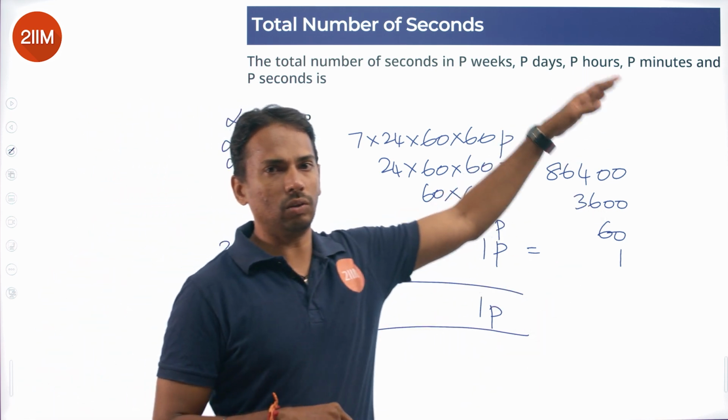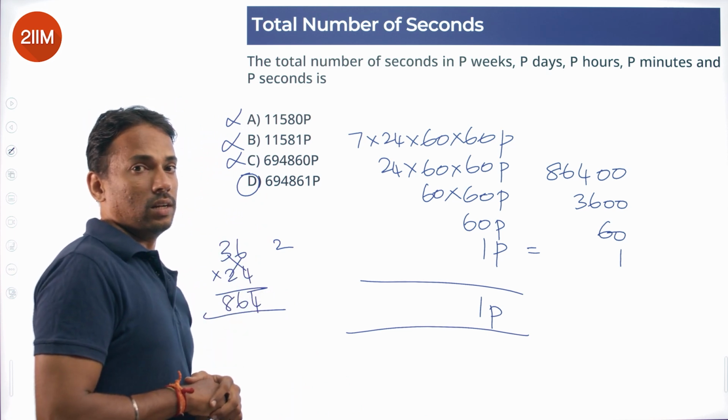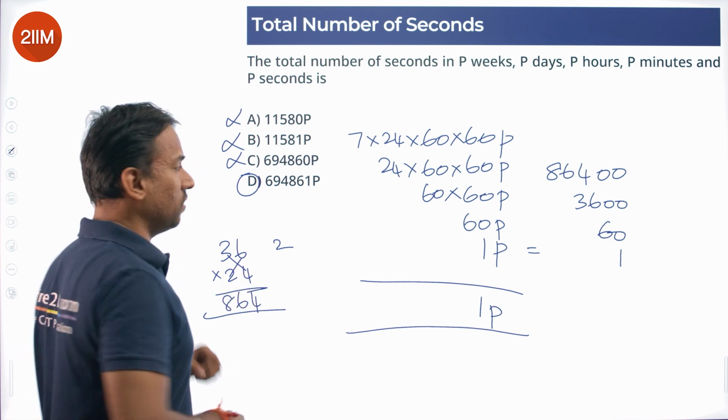I'm not going for the full calculation. You can complete it and check. You should be getting D. So answer D, option D. 694861P should be the right answer. Anyways, we'll check that.